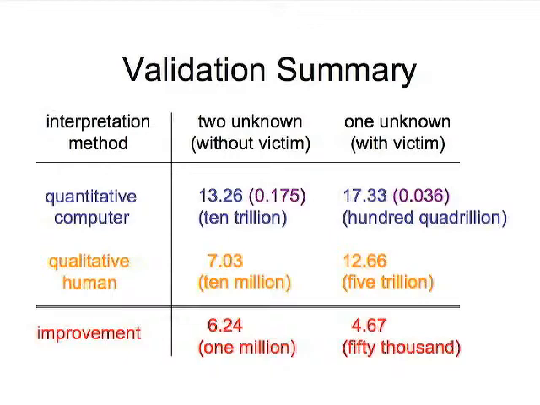The computer averaged 10 trillion with a small standard deviation within group. People averaged about 10 million. So the information gain was about 6 log units or 1 million to 1. And when it was a simpler problem and the victim was known, looking for only one of the two contributor genotypes, then there was an increase in information in all methods, but the average information increased 4 log units with computer review and increased 5 log units with human review for a gain of 50,000. So that's the summary of the validation study.